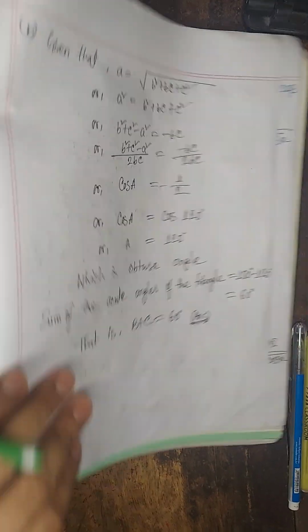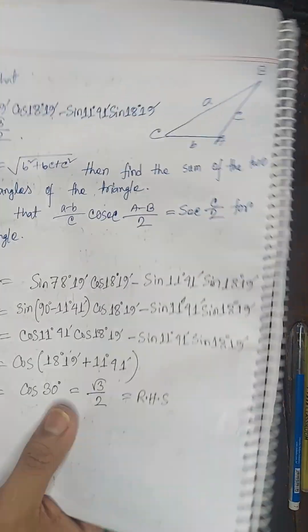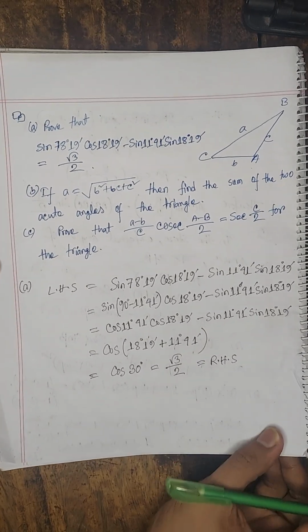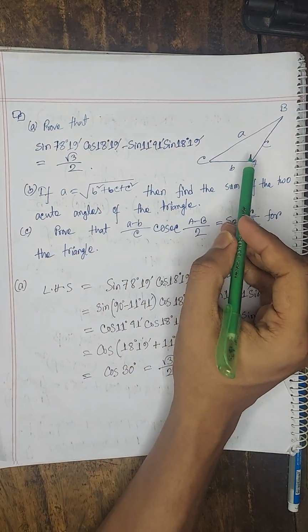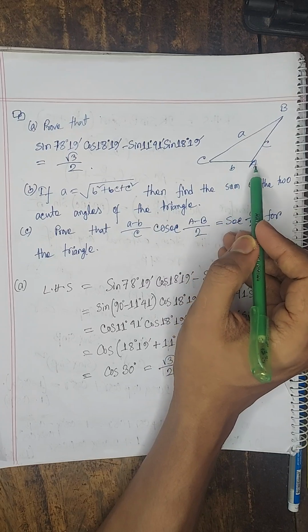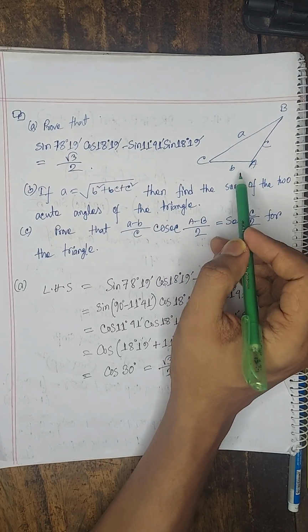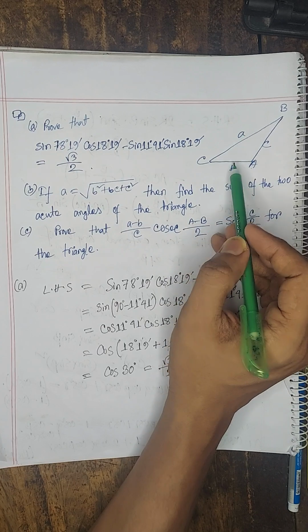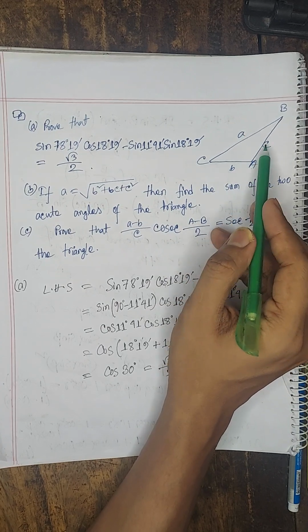Now we are going for another problem to show you. This is our next problem. ABC is a triangle where the side opposite angle A is a, the side opposite angle B is b, and the side opposite angle C is c.